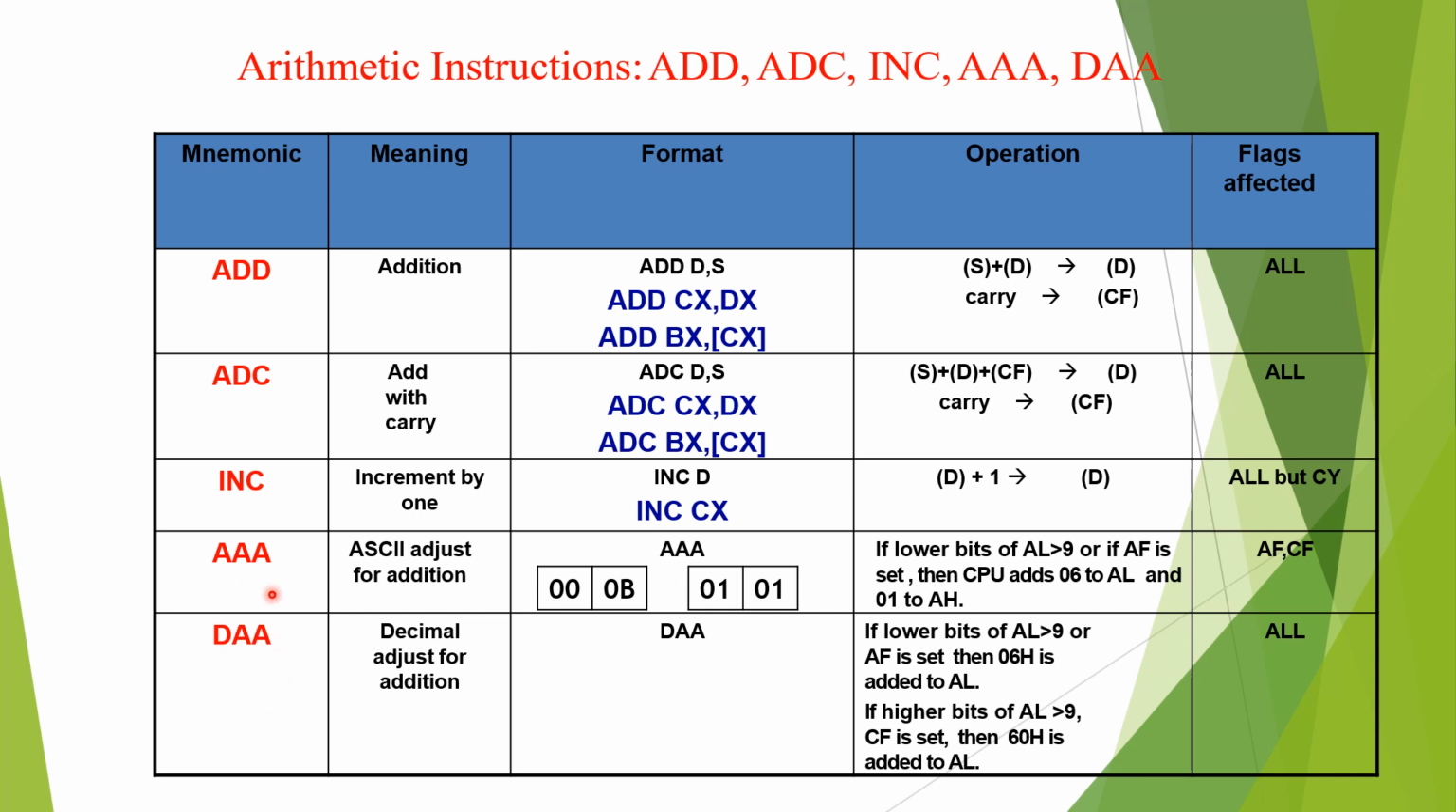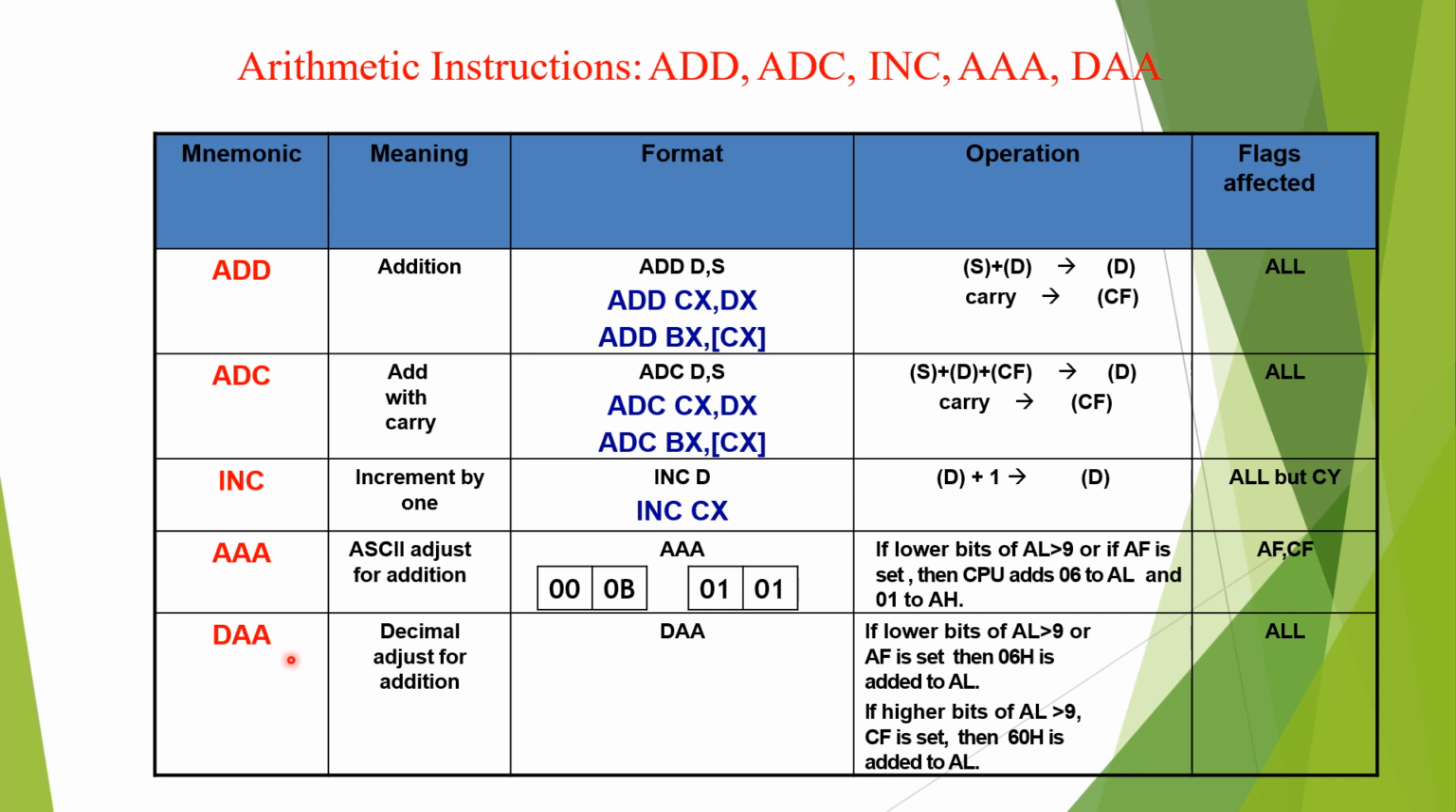And AAA instruction, AAA, this stands for ASCII adjust for addition. So whenever a value of the BCD is greater than 9, you can add 6 to it and you can form a packed BCD number. So that packed BCD number is stored in the AH and AL register. So upon executing this instruction, auxiliary carry flag and carry flags get affected.